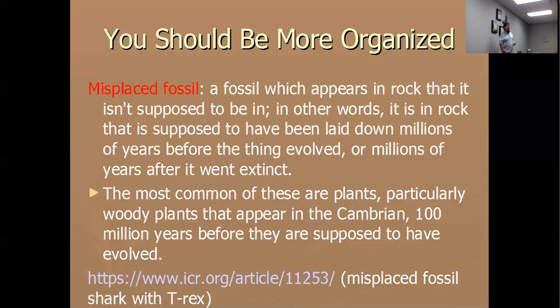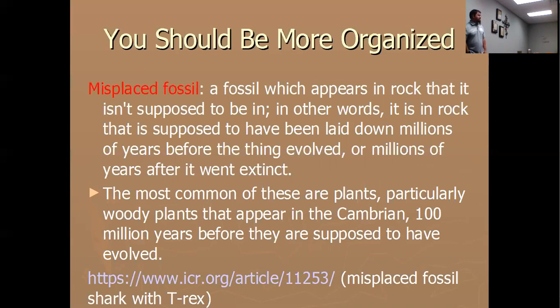We call that a misplaced fossil. They're so common that we actually have a specific name for them if they occur below where they're quote unquote supposed to be, called a stratigraphic leak. Oh yes, it just leaked down through the layers, magically appears millions of years before it's supposed to have evolved. Okay, the most common misplaced fossil is the plants. Particularly woody plants that appear in the Cambrian 100 million years before they were supposed to have evolved.